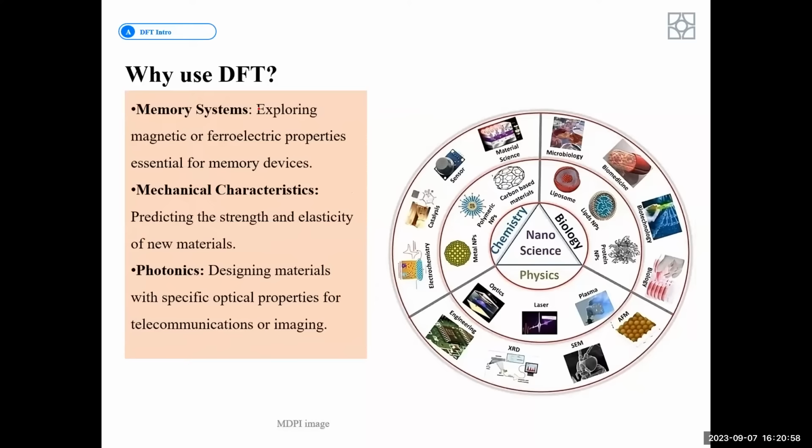In the memory system, you can explore the magnetic or ferromagnetic properties essential for memory devices. In terms of mechanical characteristics, you can also predict the strength and elasticity of new materials. Photonics: designing materials with specific optical properties for telecommunication or imaging. This is also a very strong and important topic in the current era of our technology, because designing new photonic materials with really specific optical properties is very essential to keep adapted with the current huge development, especially in machine learning and AI applications and robotics, etc.